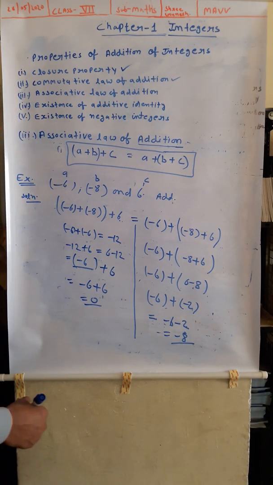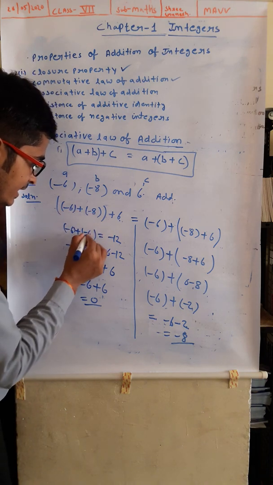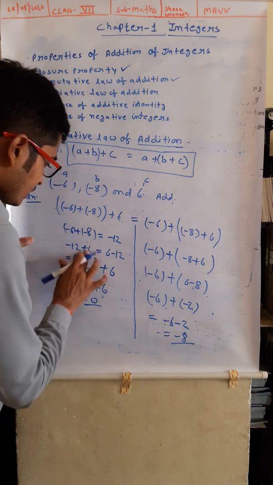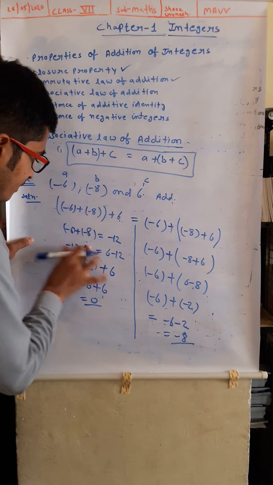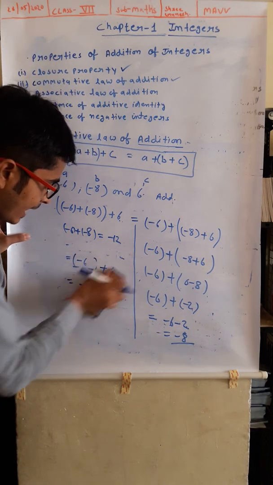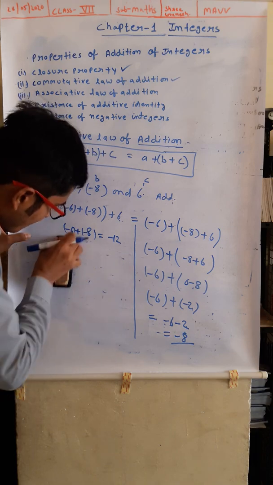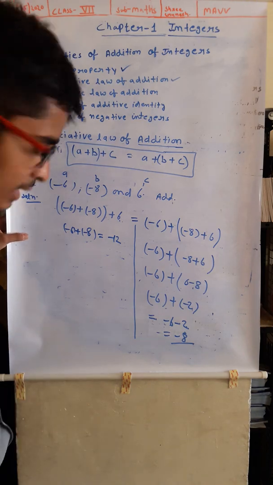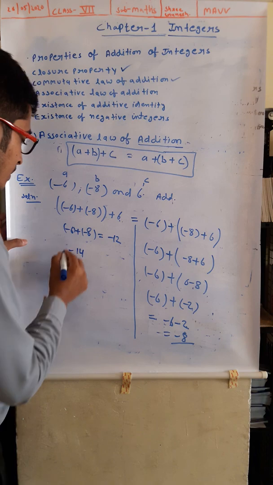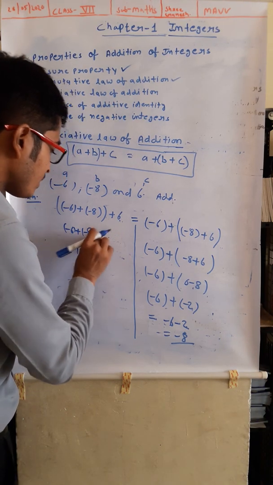Okay, we have made one mistake. Here I have written minus 6 and minus 8, and here I have written only 6. No, it's not 6, it is 8. So minus 6 and minus 8 will become minus 14. How much? Minus 14. Okay, it will become minus 14.